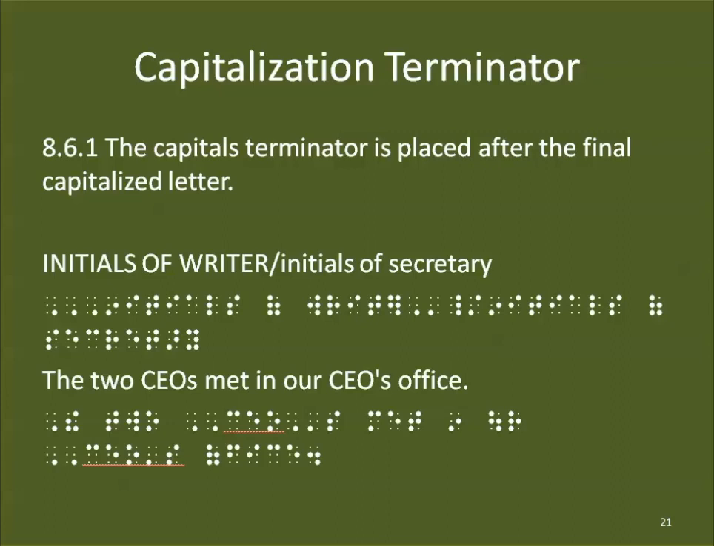The two CEOs met in our CEO's office. So the first, CEOs, is a plural of CEO. There are two of them, two CEOs. So we need to terminate the capitals after the O in CEO because the S is in lowercase. But where we have CEO apostrophe S, the apostrophe terminates the capitals mode, so we don't need to terminate it there.